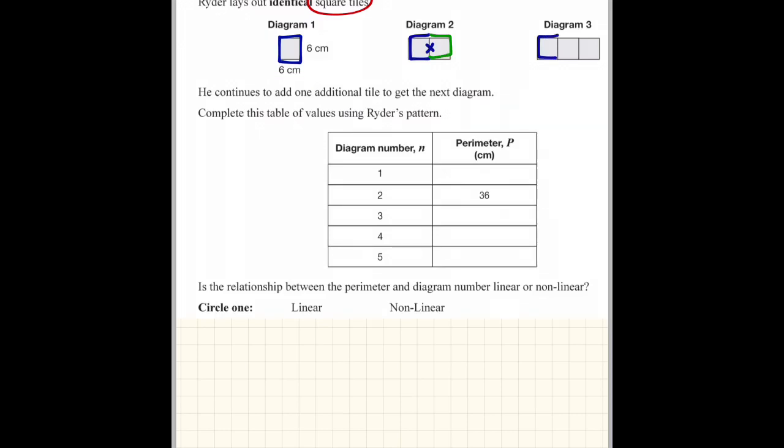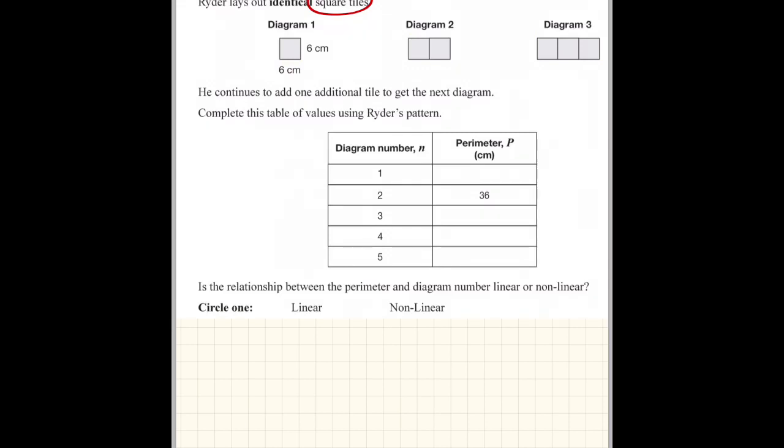I've still got this, I've still got this, but this time I've lost this side as part of the perimeter, and I've gained these 3 sides. So again, I've gained 3 and lost 1, so it's like I've added 2 more sides each of 6 centimeters. So before I've even started the problem, I thought about how that was growing.